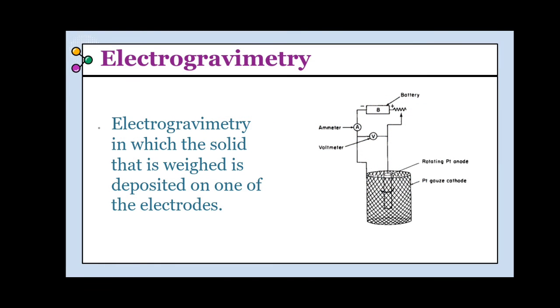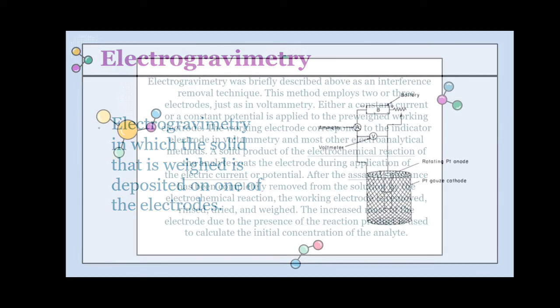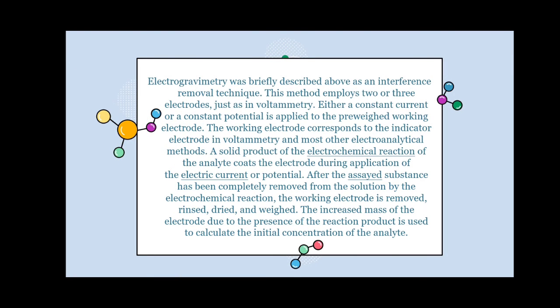Electrogravimetry. Electrogravimetry is the method in which the solid that is formed is deposited on one of the electrodes. Electrogravimetry was briefly described above as an interference removal technique. This method employs 2 or 3 electrodes, just as in voltammetry. Either a constant current or a constant potential is applied to the pre-weighed working electrode.